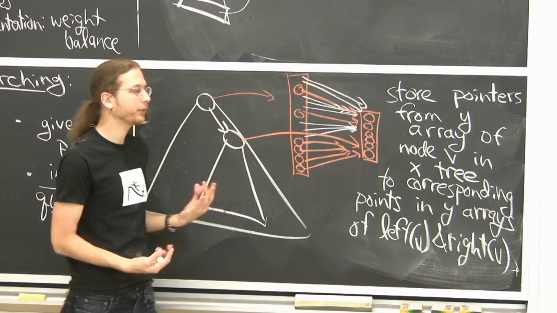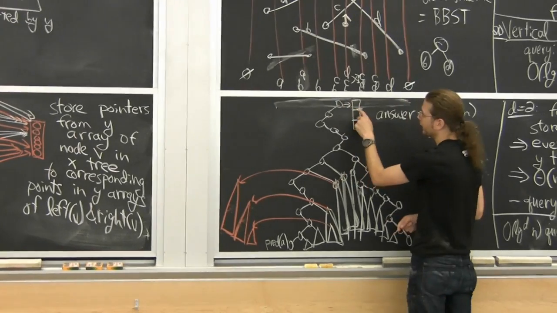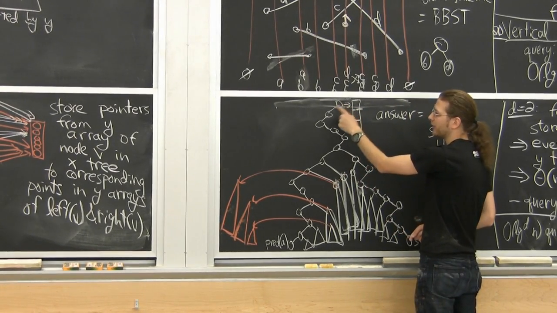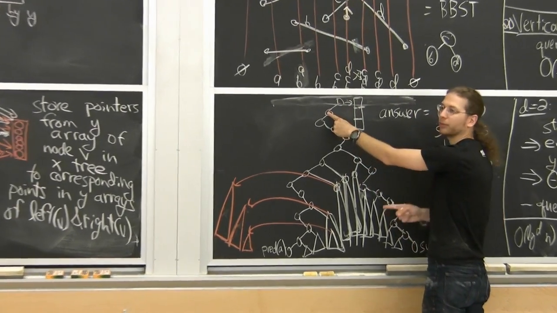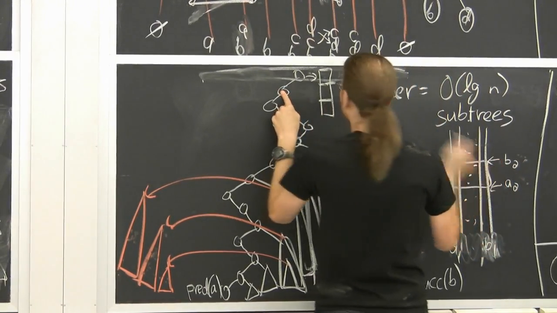And now it tells me exactly what I need to know. I start at the root. I do a binary search. That's the slow part. I spend log n time, find those 2 slots. Every time I go down, I follow the pointer. I know exactly where A2 and B2 live in the next array.